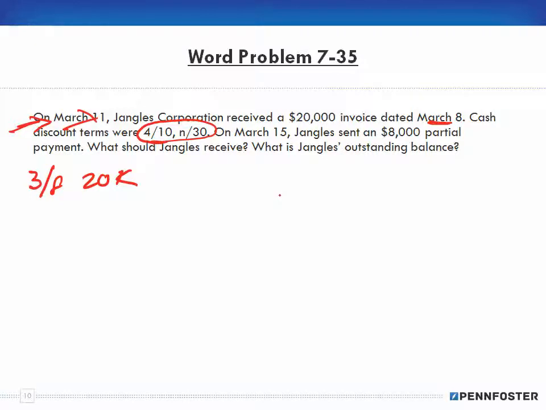Okay. Let's see here. So if the invoice was dated 3/8 and we have a discount period of 4% 10, so we had 10 days, which means by 3/18 they would receive a 4% discount. So on March 15th, Jangles sent an $8,000 partial payment. What should Jangles receive?